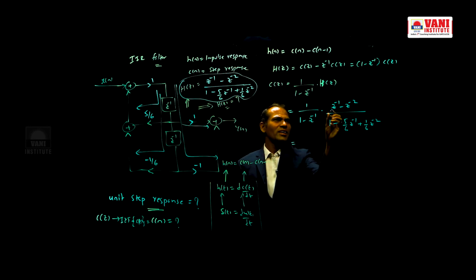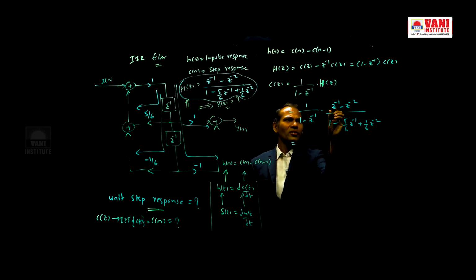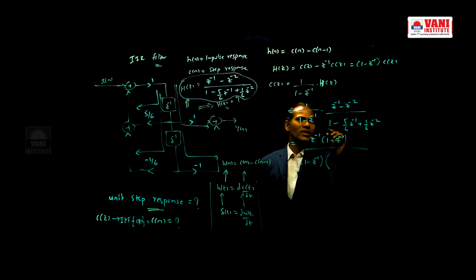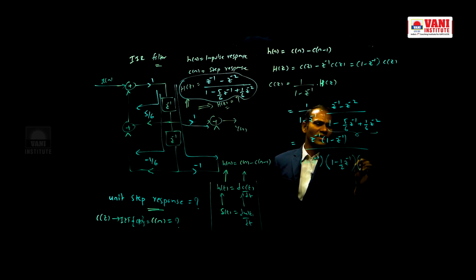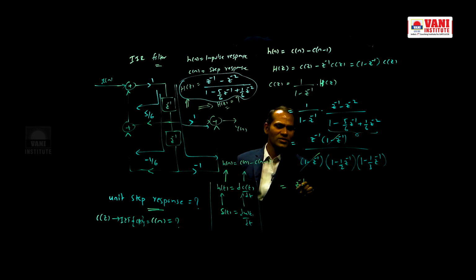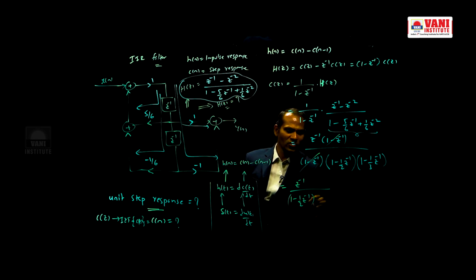If you observe carefully, from the numerator you can take z power minus 1 outside, and for this one the factors are 1 minus half z inverse and 1 minus 1 by 3 z inverse. These are the factors of this term, and here 1 minus z inverse is cancelled, then it is z inverse by 1 minus half z inverse into 1 minus 1 by 3 z inverse.